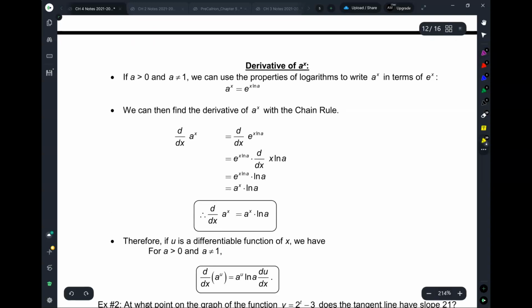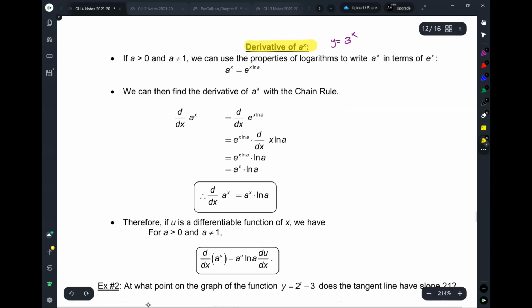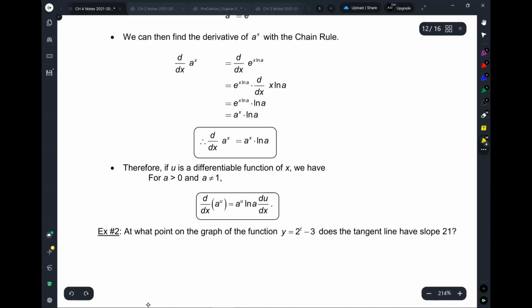So what if you wanted to find the derivative of a to the x? Like, for example, y equals 3 to the x. That's no different than e to the x. Well, the derivative, a to the x is actually e to the x ln of a, okay? But what you have to know is, I'm just going to skip here. The derivative of a to the x is a to the x ln of a, all right? So just tack on ln of a.